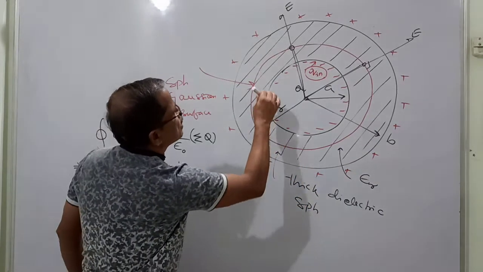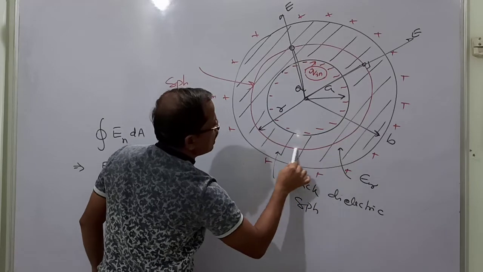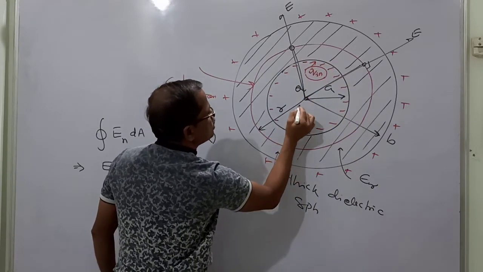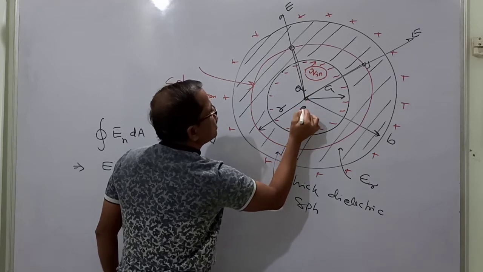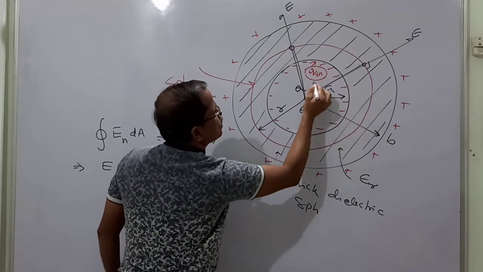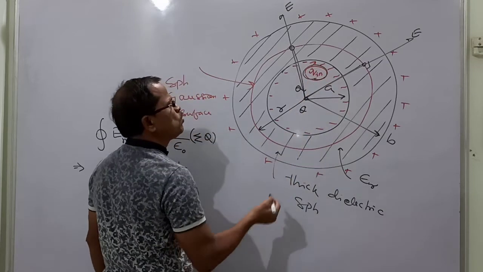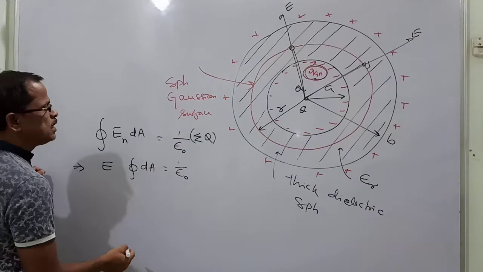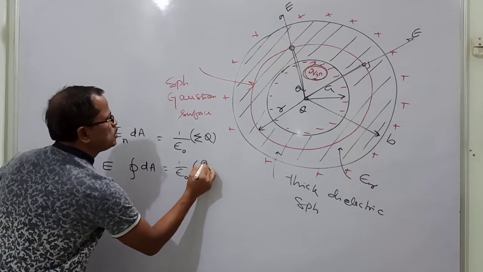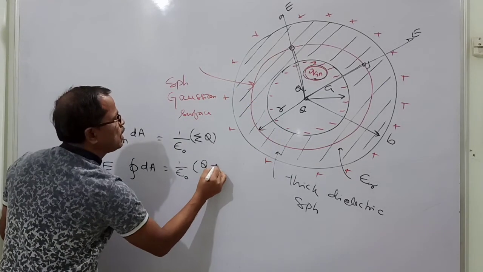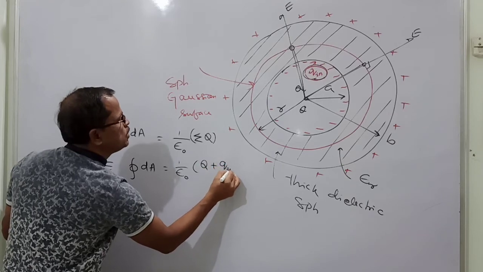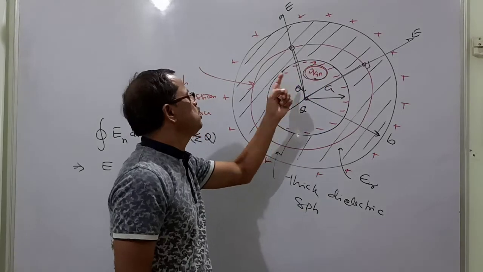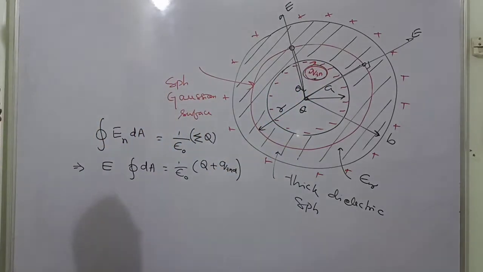Now this is the Gaussian surface. How much charge is present inside it? At the center the charge is Q, and at the inner surface of the sphere the charge is Q induced. The total charge is Q plus Q induced. Q is at the center, and Q induced is the induced charge on the inner surface. This induced charge value we are going to calculate.